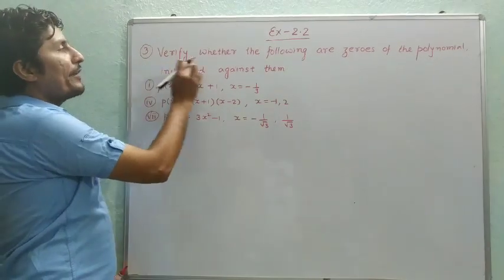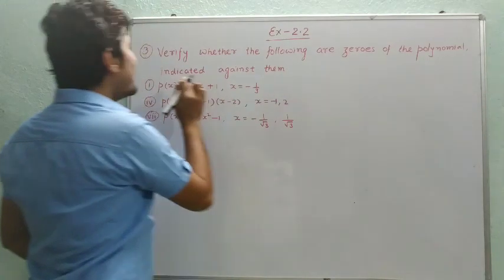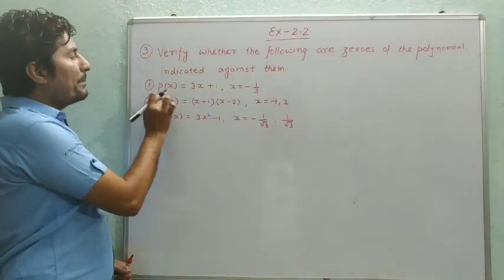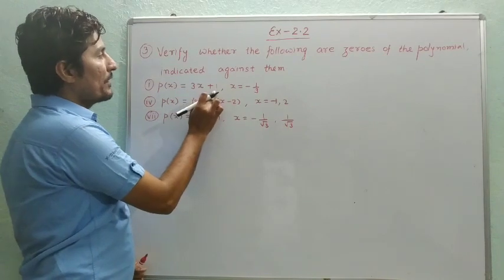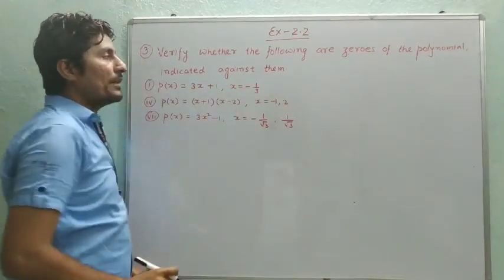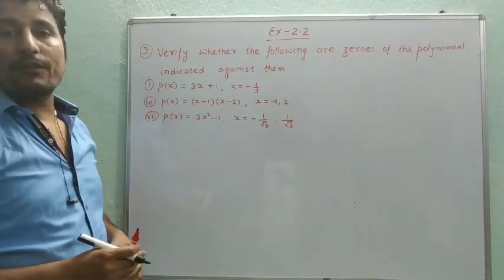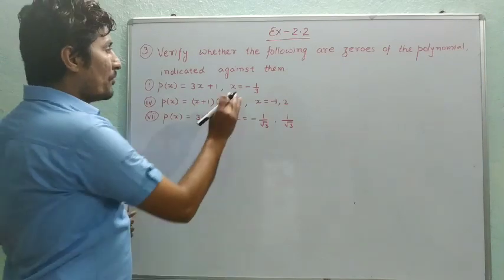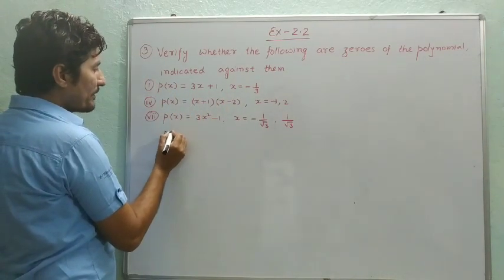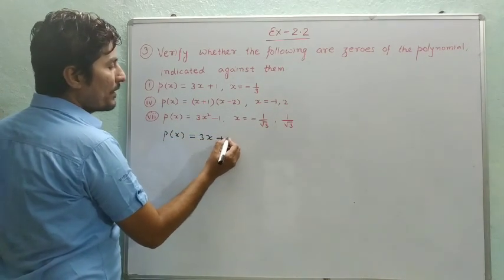Third question, verify whether the following are zeros of the polynomial indicated against them. So the very first question, P(x) equals 3x plus 1. This is the polynomial and x equals minus 1 upon 3. We have to check whether this one is the zero of this given polynomial or not. So what we have to do? First of all, we have to copy the equation. P(x) equals 3x plus 1.